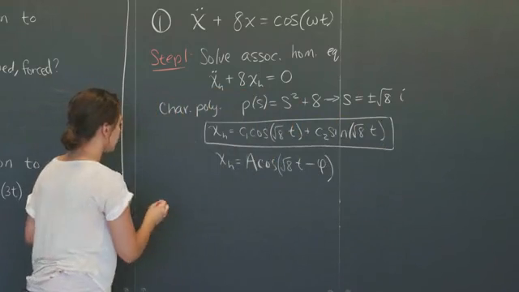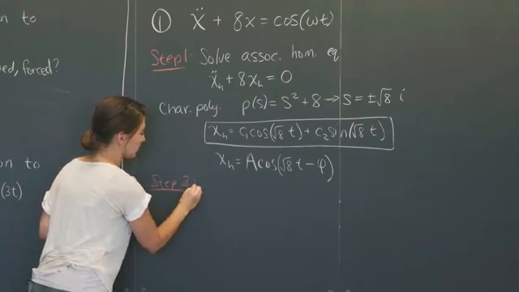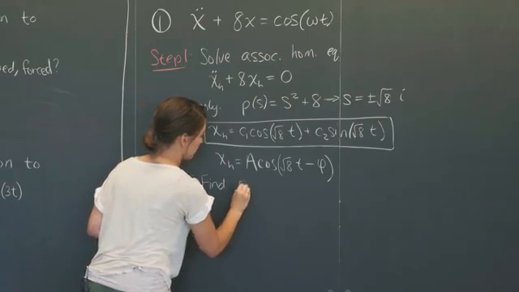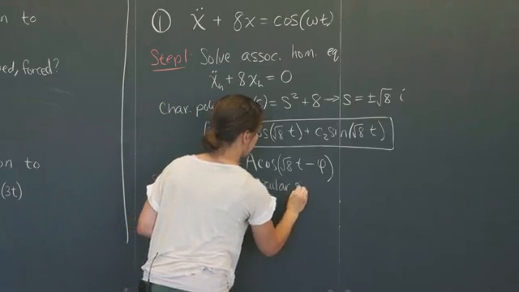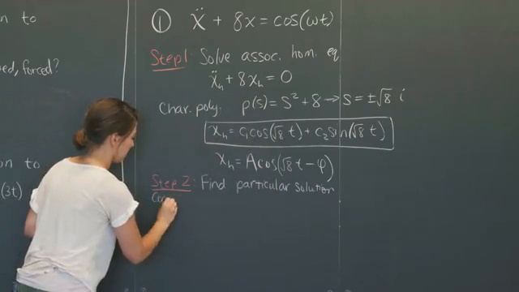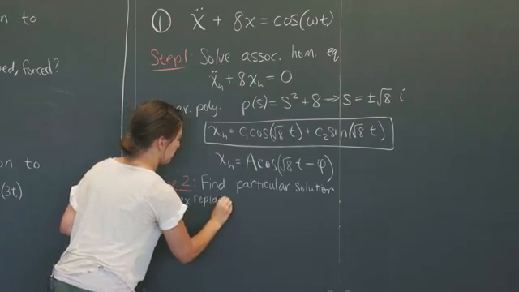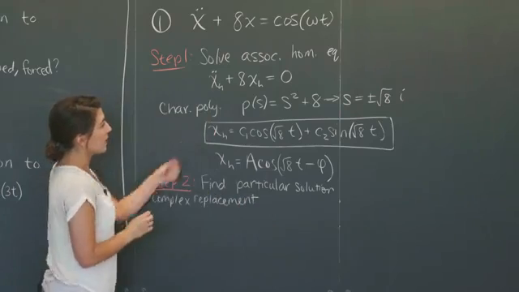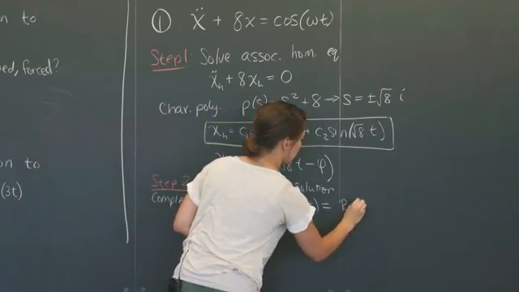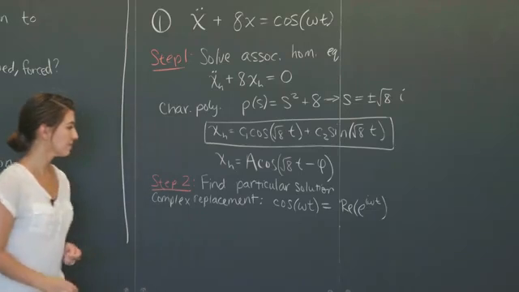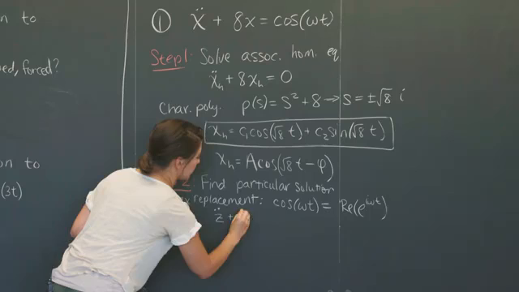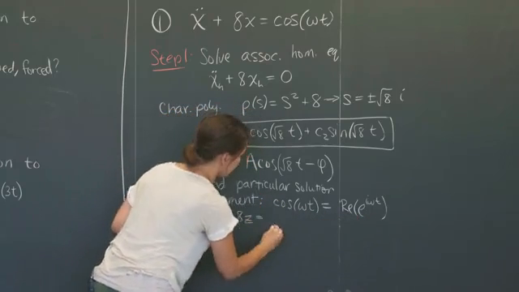Okay? So step 2 in finding the general solution is to now find a particular solution to the inhomogeneous equation. To do this, we'll first use complex replacement. And note that cosine omega t is equal to the real part of e to the i omega t. Now we can write down the complexified ODE, which would be z double dot plus 8z equals e to the i omega t.